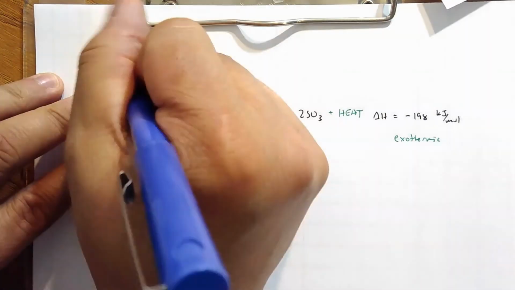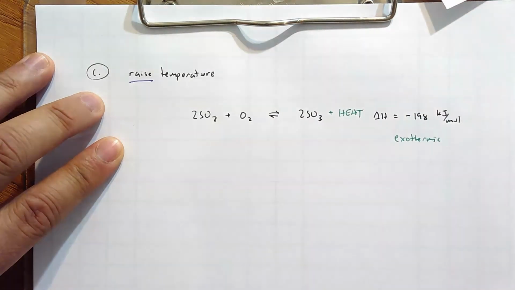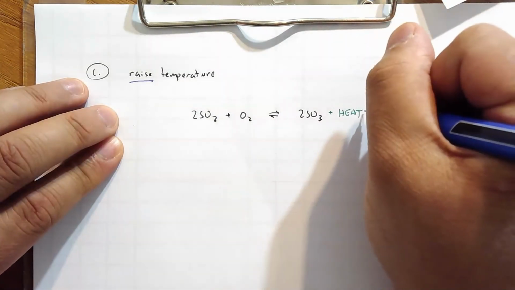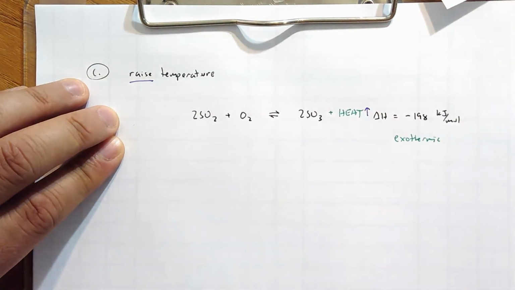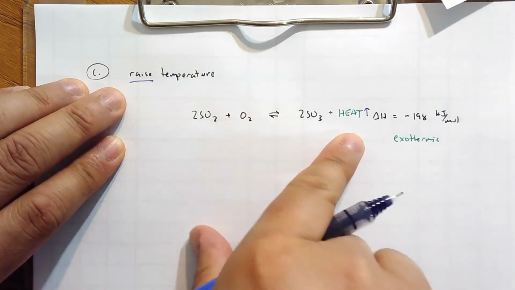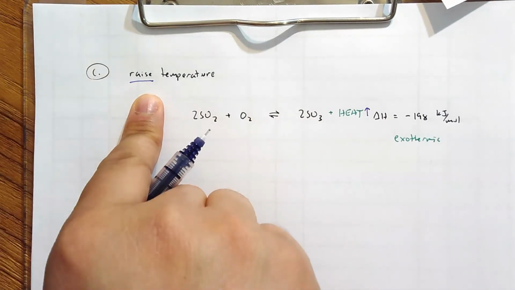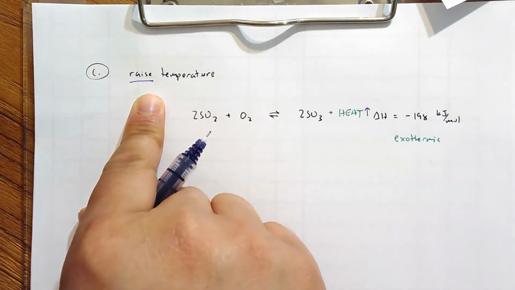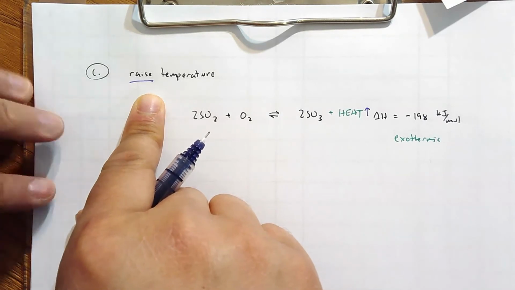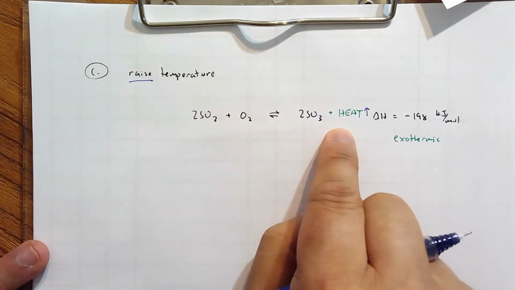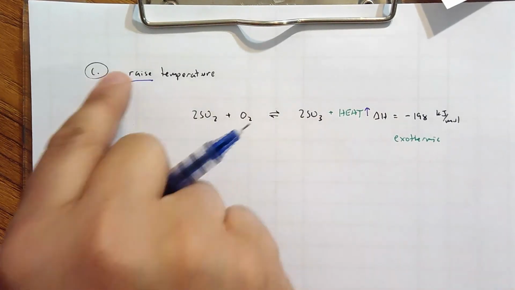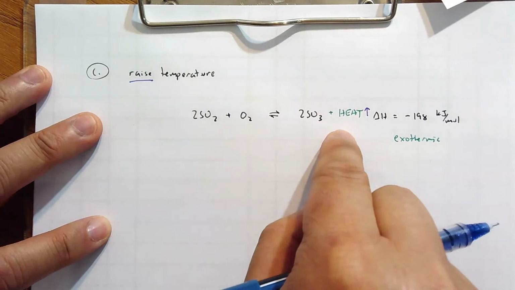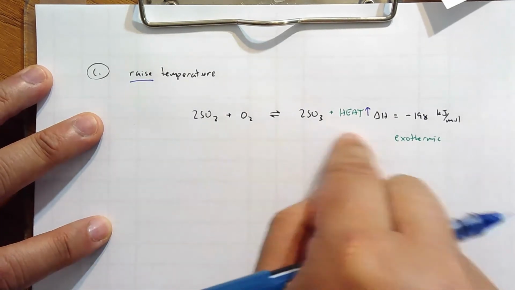Now, if I raise the temperature, the trick is, well, I'm going to put a little arrow here. I'm going to raise the temperature. I'm adding heat artificially, not from the reaction, but I'm adding heat by, I don't know, putting it over a Bunsen burner. So what happens here? To compensate for that extra heat that I'm giving, it has to shift to the left. It has to use that heat. It has to consume that heat.